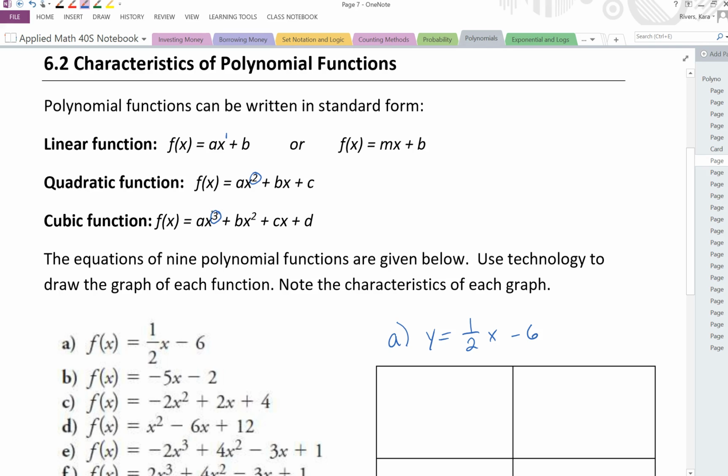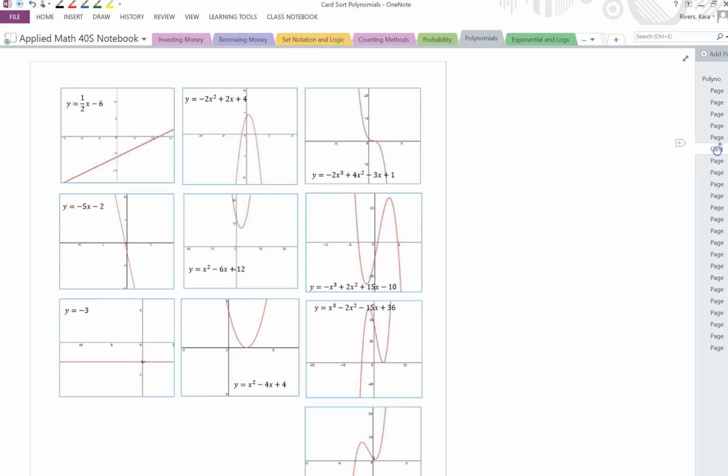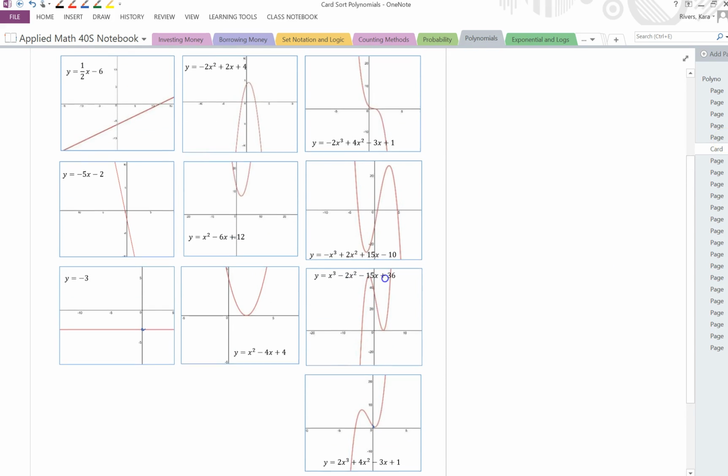It says the equations of 9 polynomial functions are given below. Use technology to draw the graph of each function. Note the characteristics of each graph. We did this in the previous lesson. If you want more practice, go ahead and do that. But I gave you a page in class that has more than 9 on here.